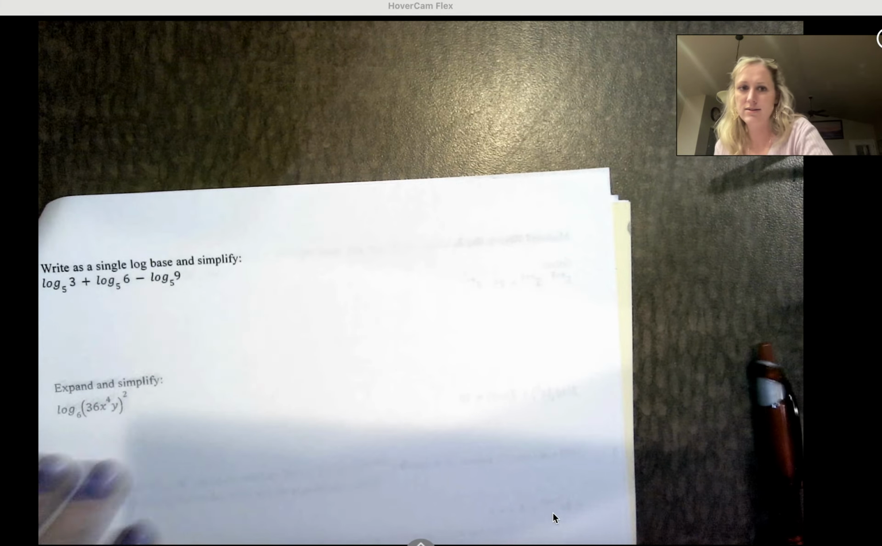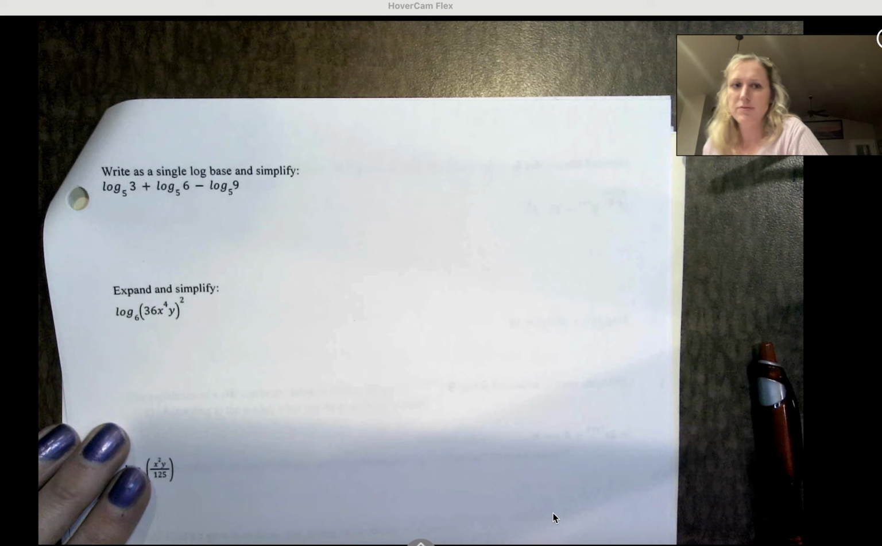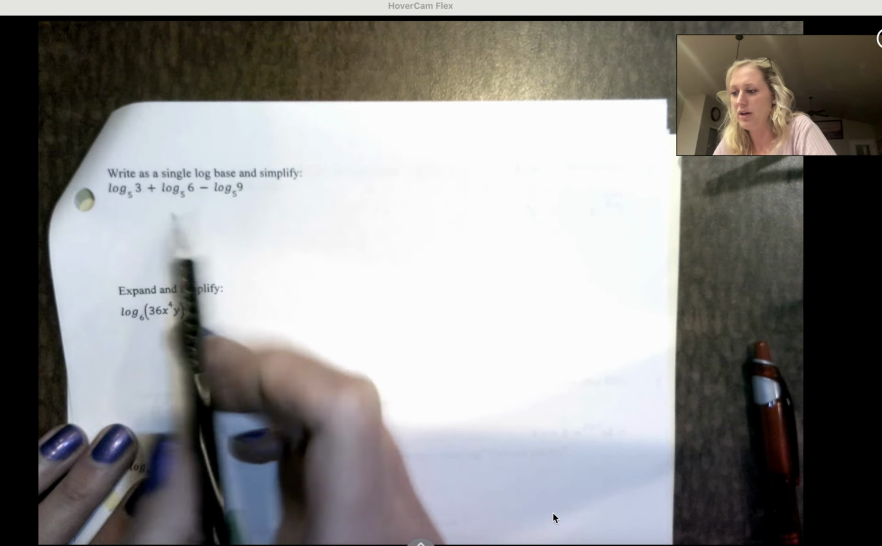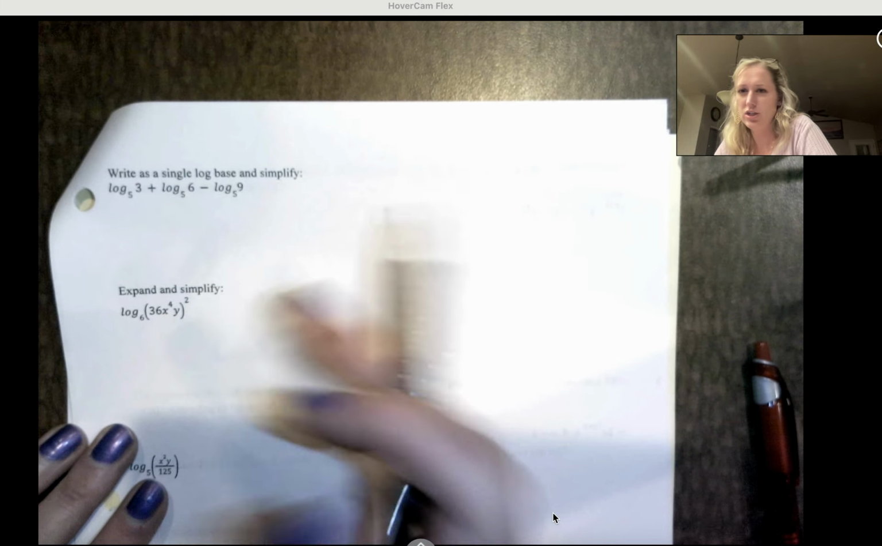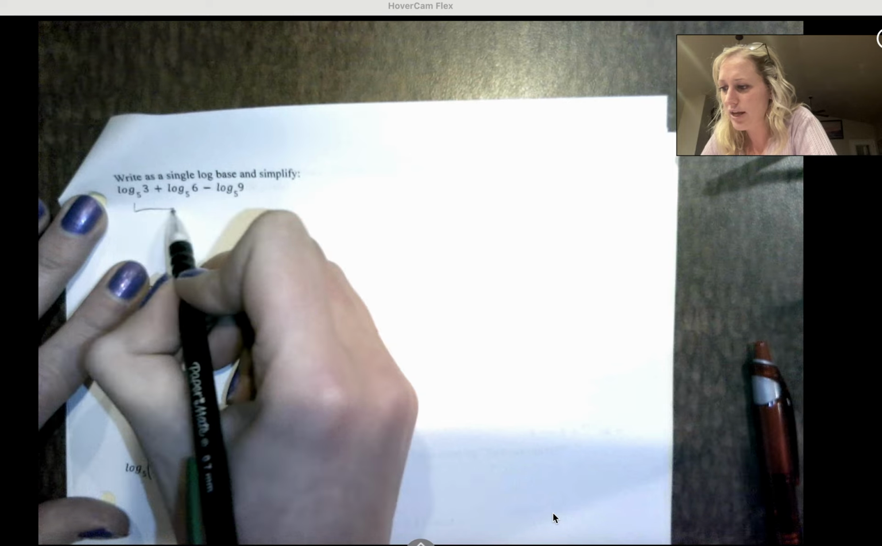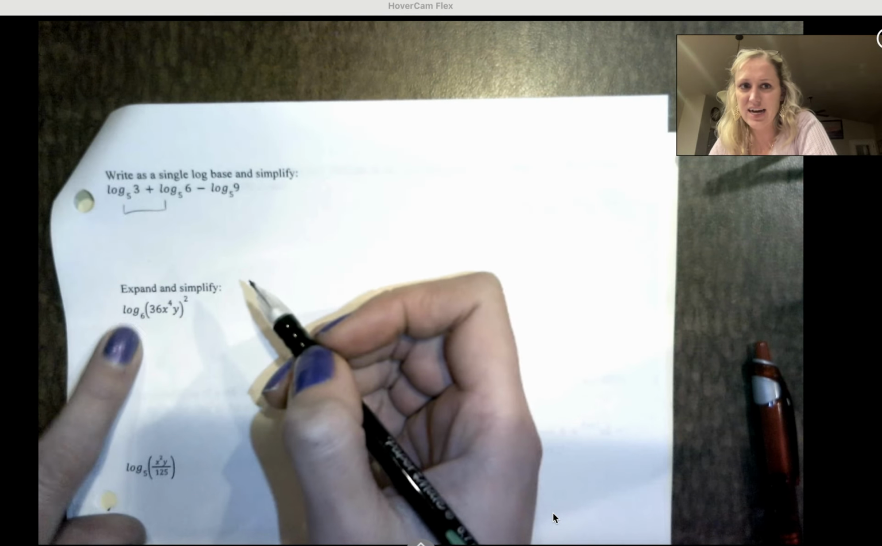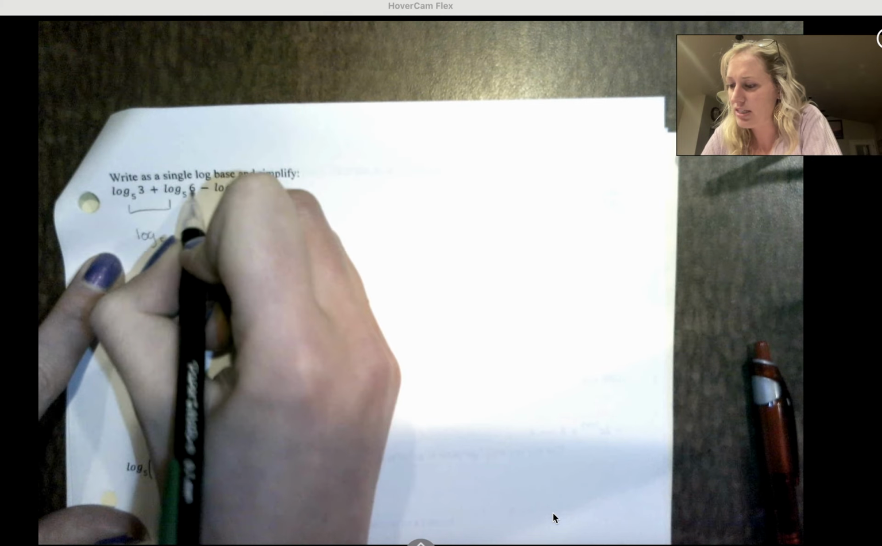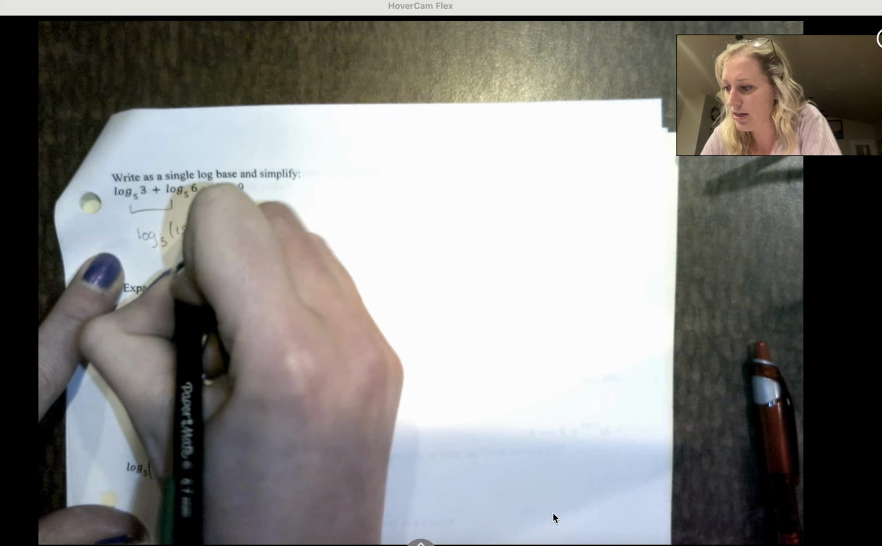All right. Next thing is going to be using some of our log properties. So this is right as a single log base. Okay, so if we have addition and subtraction, we're just going to go left to right and do what we see first. So these have the same base and we're adding. Remember, we condense that as multiplication. So we've got log base 5 of 3 times 6, which is 18.